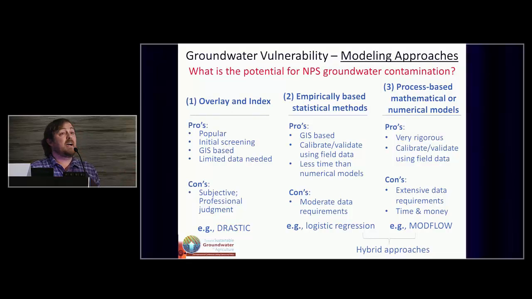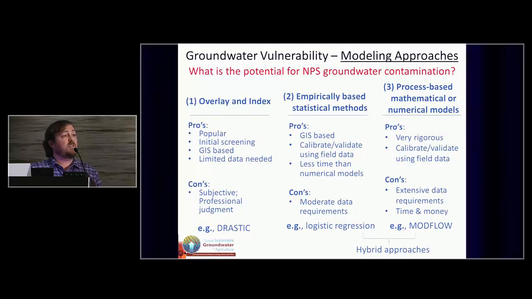On the right-hand side, we have the more scientifically defensible, robust types of models, like process-based numerical models. Think MODFLOW. These are all based on field data for model calibration and validation. The con is usually it takes a lot of time and money, and there's still considerable uncertainty when you're using MODFLOW for contaminant transport predictions.